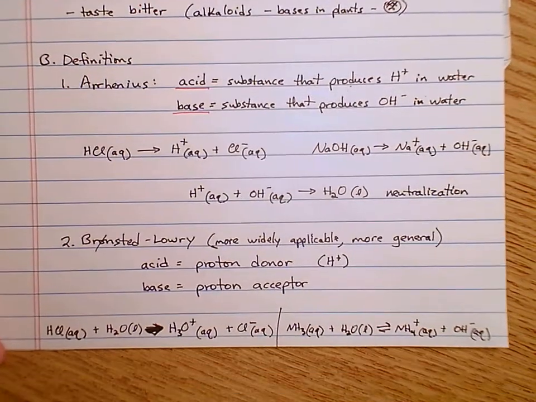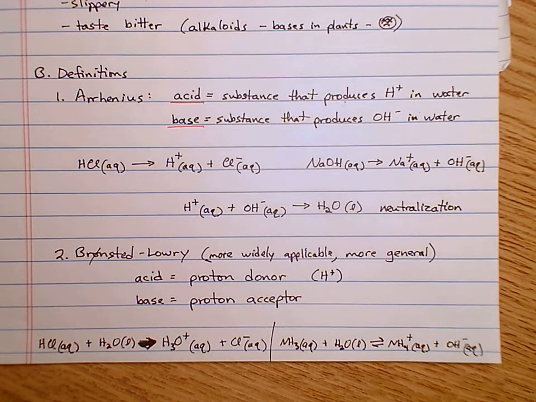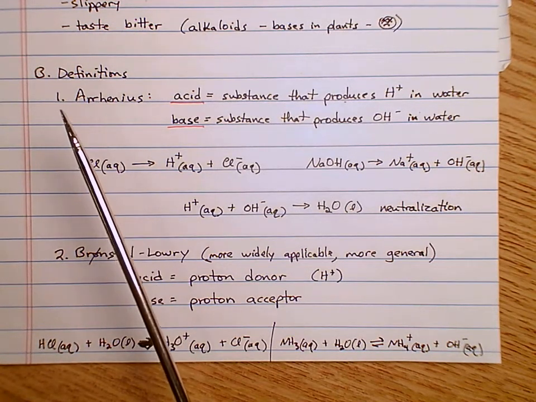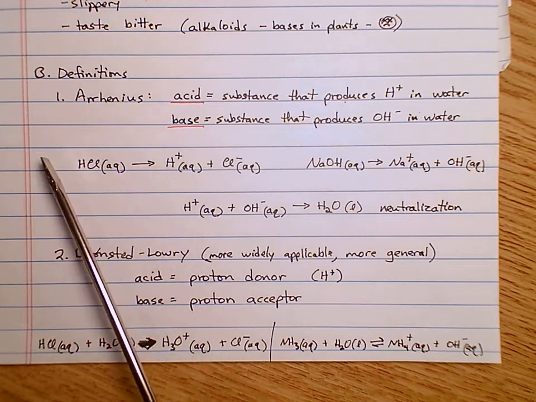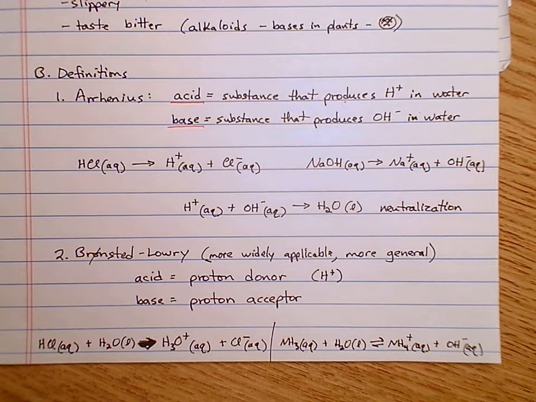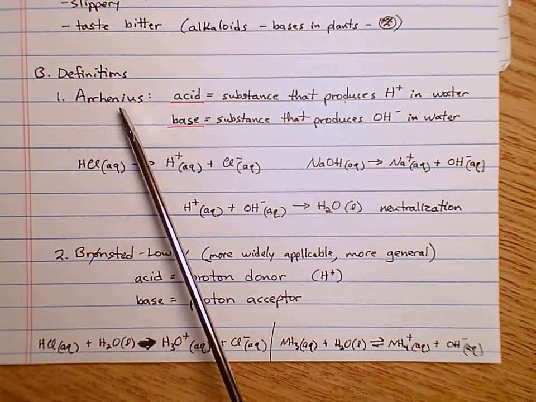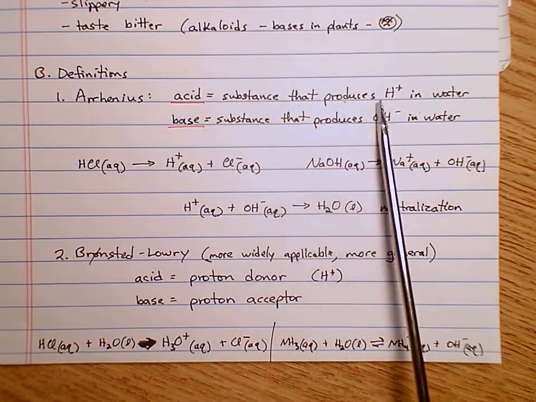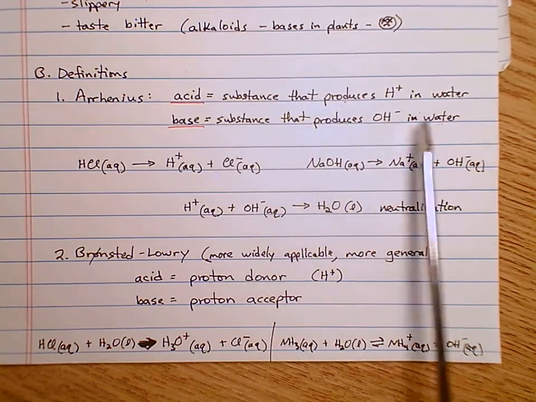All right, continuing on with definitions of acids and bases. First along was Arrhenius. Arrhenius, very, very smart, a true genius, a true jerk, but sometimes geniuses can be jerks. They think highly of themselves. Anyway, Arrhenius defined an acid as a substance that produces H plus protons in water, and a base as a substance that produces hydroxide in water.